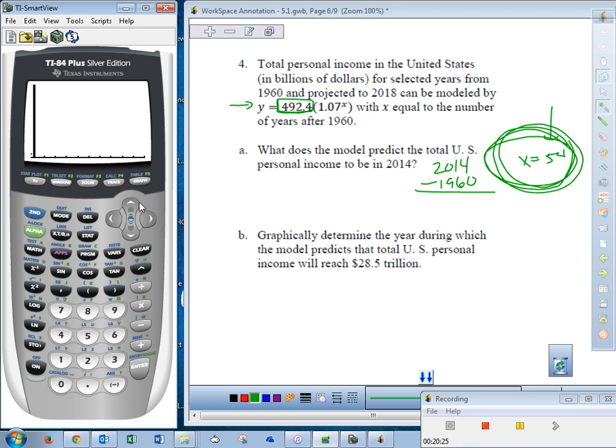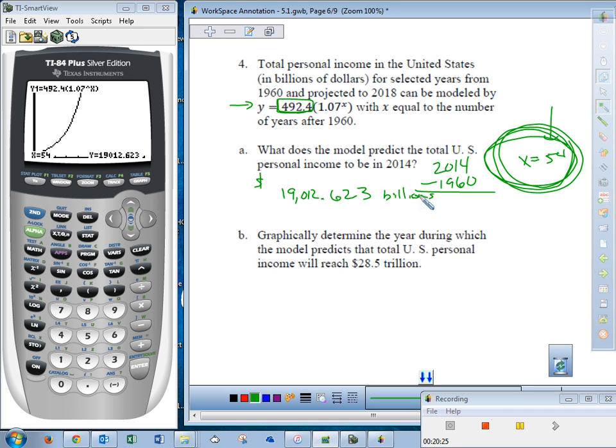Let's trace 54. Boom. Still even off my graph, but it gave me the y value. All right, so 19,012.623. Now let's put a label on that and see what that means. That's the y value in this situation. What is the y value all about? Billions of dollars. So you've got dollars, and you want to put billions after it.